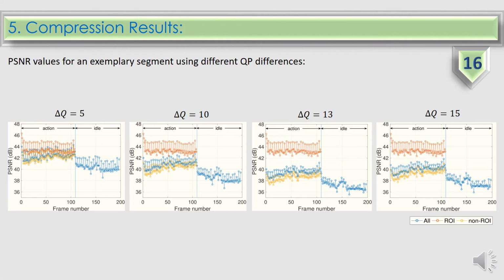This figure shows the PSNR values for an exemplary segment of a cataract surgery video using different QP differences. In other words, the same quantization parameter is assigned to the region of interest while reducing the output bitrate by assigning a higher quantization parameter to the non-region of interest.